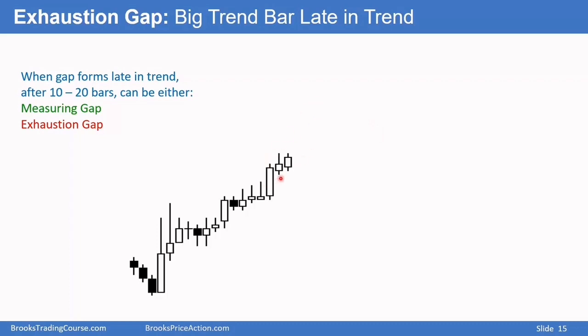At this point, we have a gap, this low, that high. This might be a measuring gap. It's not a particularly big bar, but it still could lead to a measured move up. However, we're 10 bars into the trend, and it is not all that strong. You have to be thinking that it's possible the gap will close and the bull trend will end, and the market will enter a trading range or possibly even a bear trend.